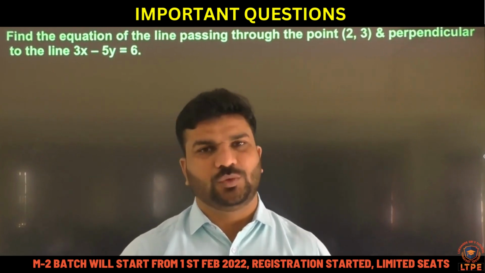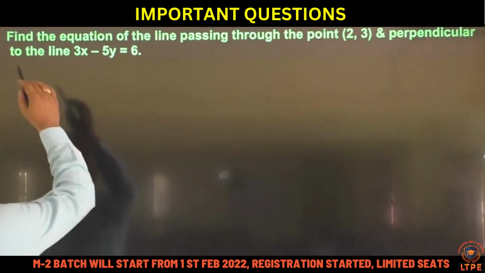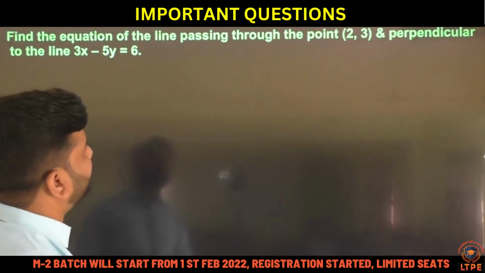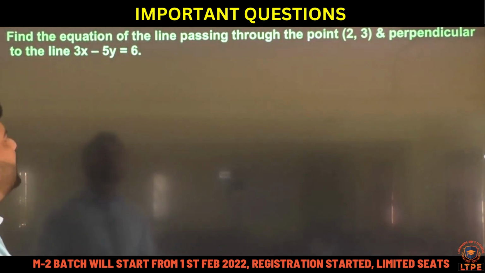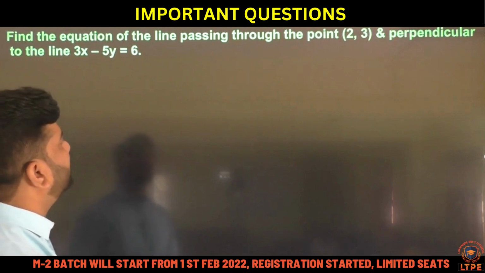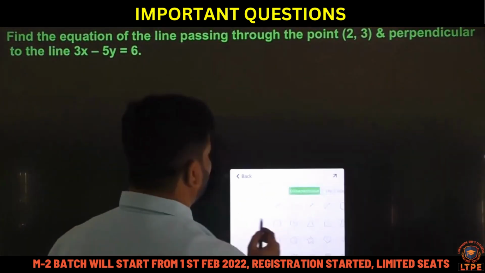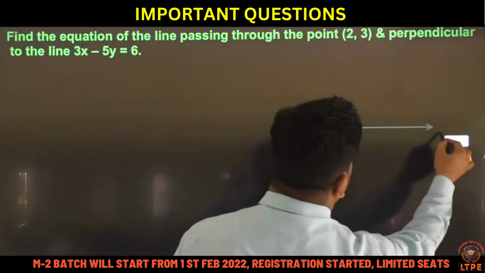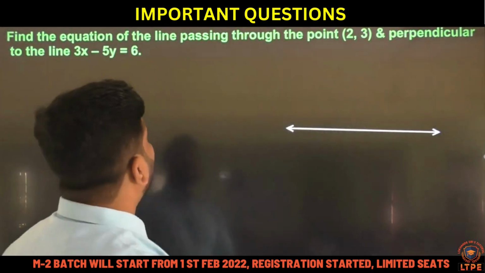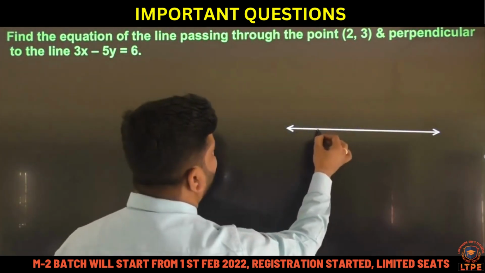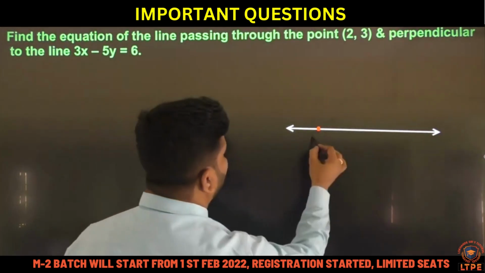I am going to teach you a problem on straight line. The problem is: find the equation of a straight line passing through the point (2, 3) and perpendicular to the line 3x minus 5y equals 6. Suppose this is our required line, passing through the point (2, 3).